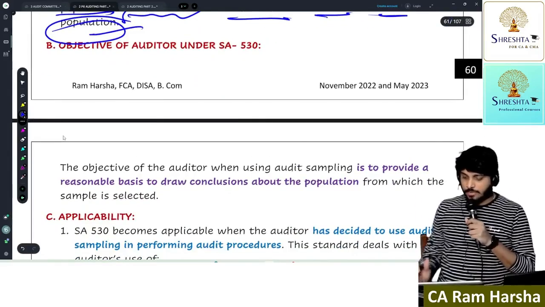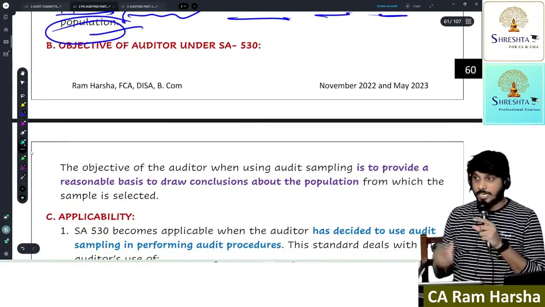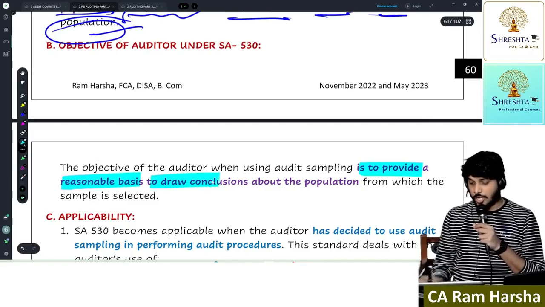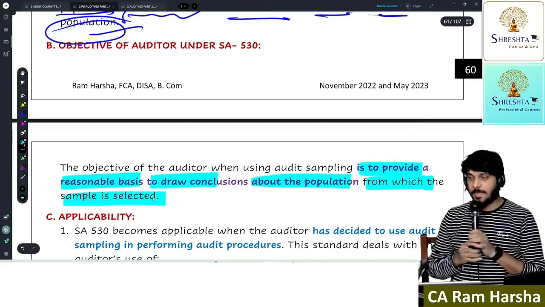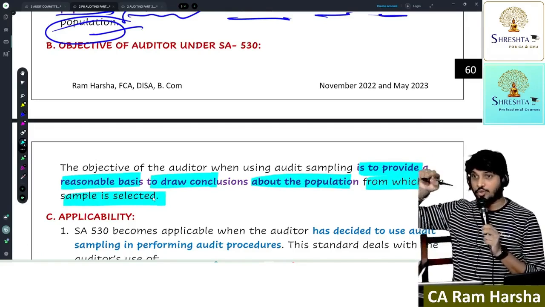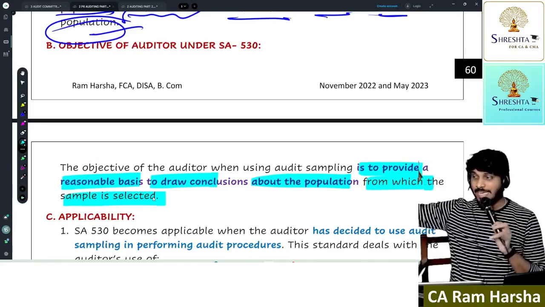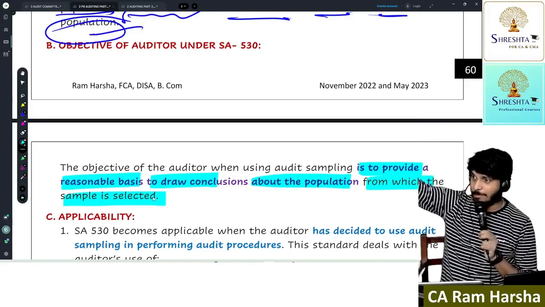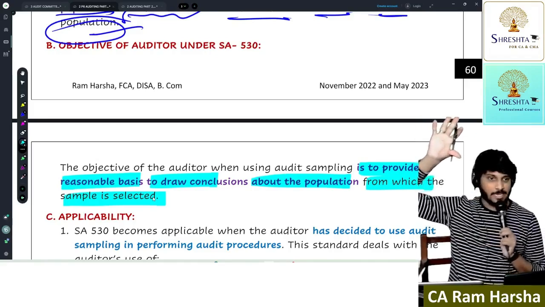Now, what is the objective of the auditor? The objective of the auditor in sampling is to provide a reasonable basis to draw conclusions about the population from which the sample is selected. See, in the population in our example, 277 bills were there totally. Each item is called a sampling unit. Whatever is selected is called a sample. Are you getting the point?